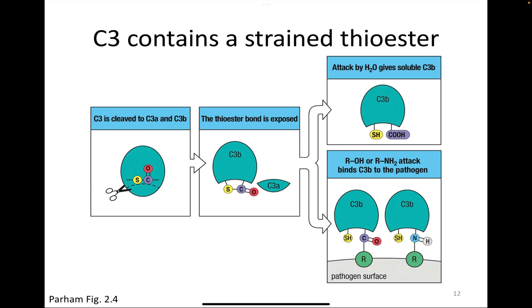They all have that. So basically, if this C3B happens to first run into water, we don't care. But if it happens to run into literally any biological molecule, it's going to react with it and attach. And in the case that's shown in this image, oh my gosh, that ROH was on a microbe surface. So we attached to the microbe. Ta-da! We didn't have to do anything. We didn't have to even recognize it was a microbe. We just attached. Spontaneously. No effort.